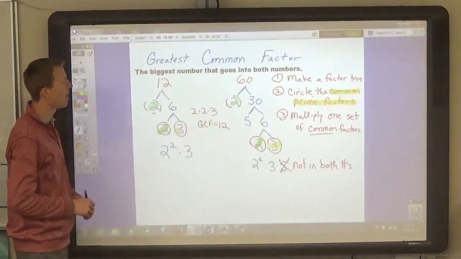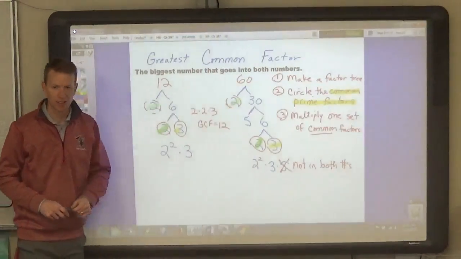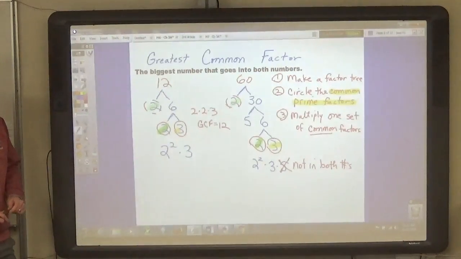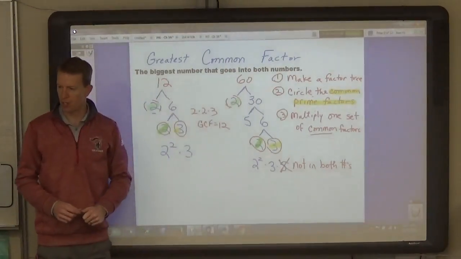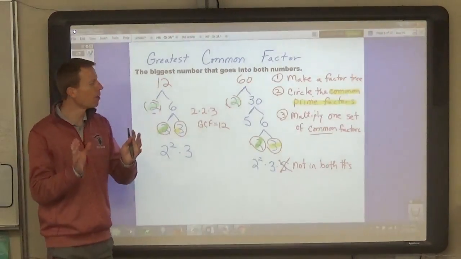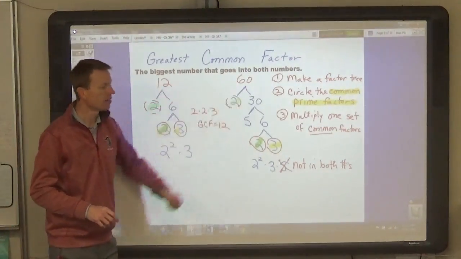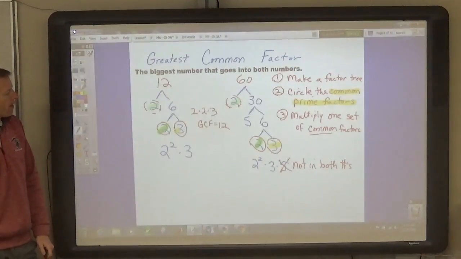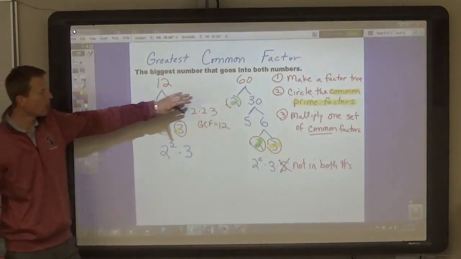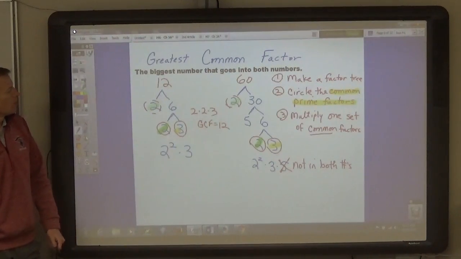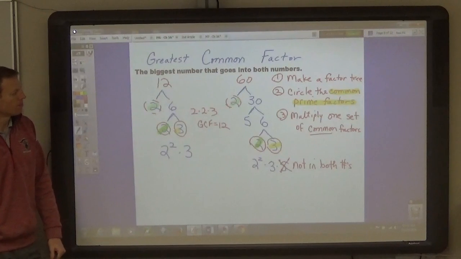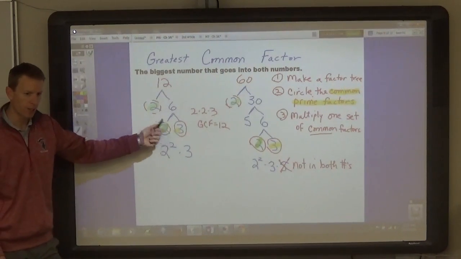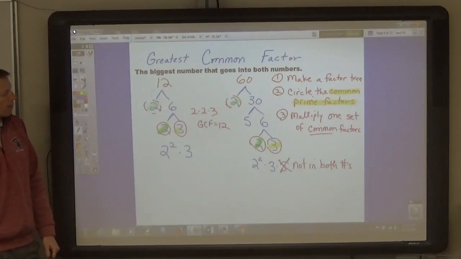Let's go on to greatest common factors. Greatest common factors of the number. This is the biggest number that will go into both numbers. So if you're given two numbers, like 12 and 60, to find the greatest common factor, which means the biggest number that goes into both, you can make a factor tree, and then circle the prime factors that are common, and multiply one set of common factors.